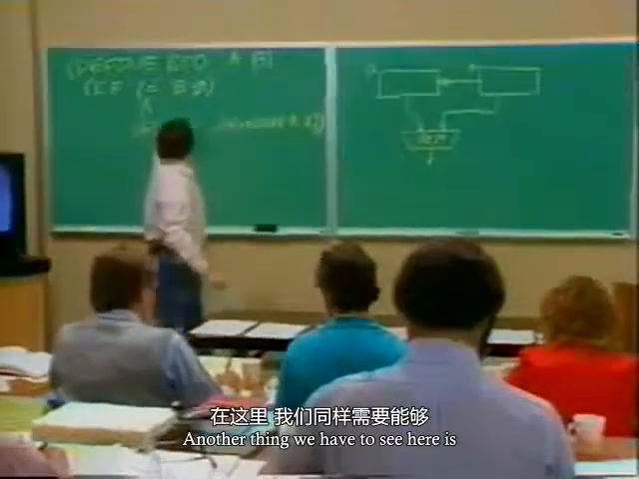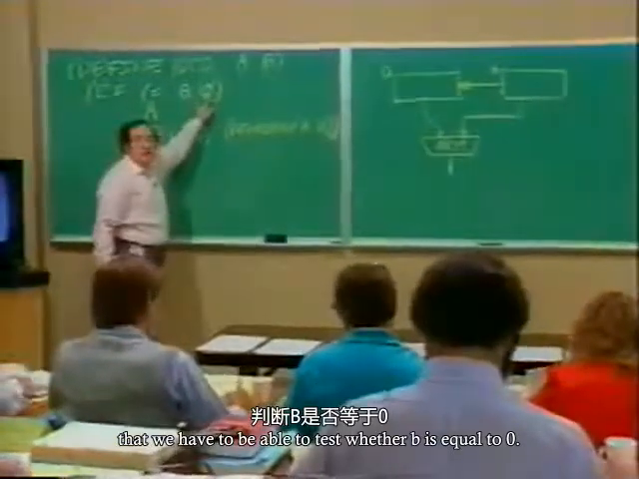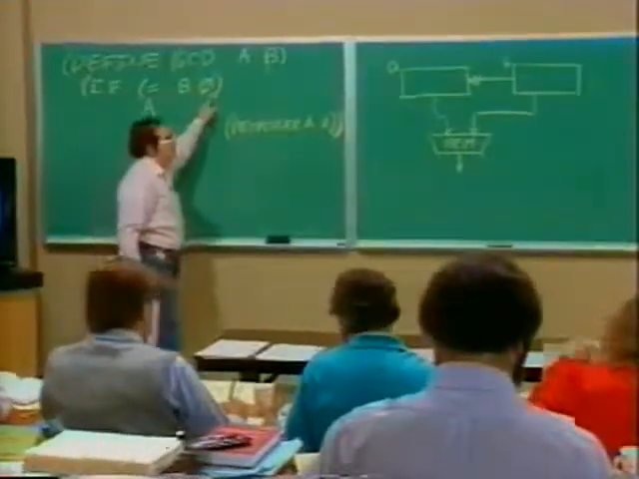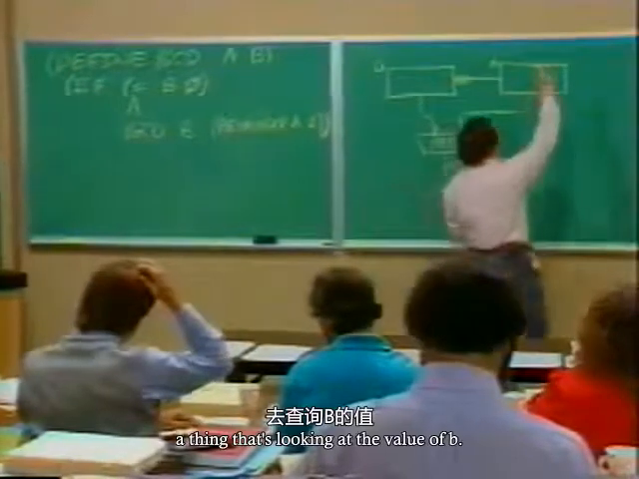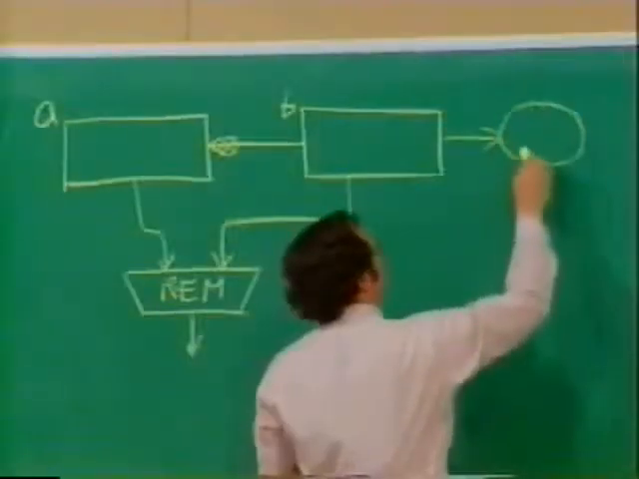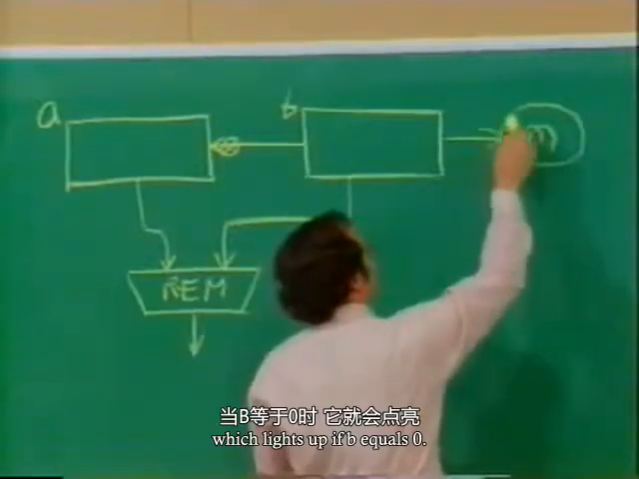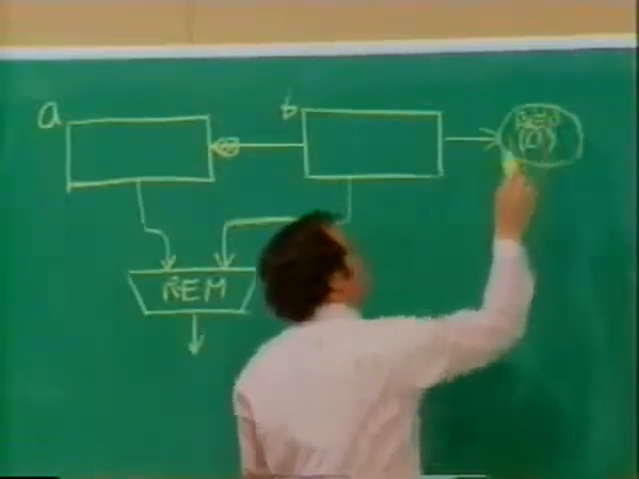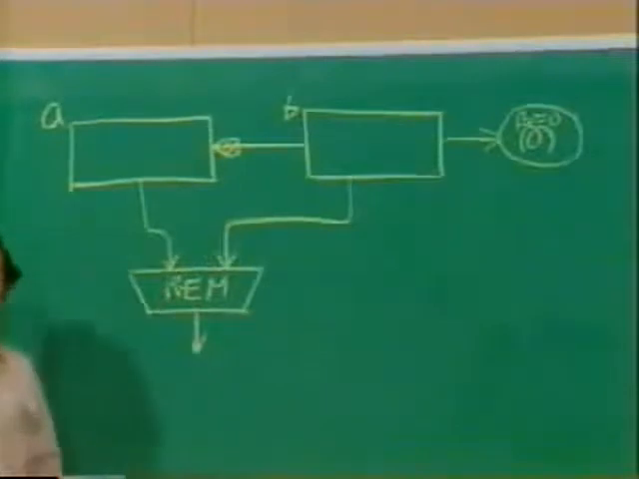Another thing we have to see here is that we have to be able to test whether B is equal to 0. Well, that means somebody's got to be looking at a thing that's looking at the value of B. We'll have a light bulb here, which lights up if B equals 0. That's its job.